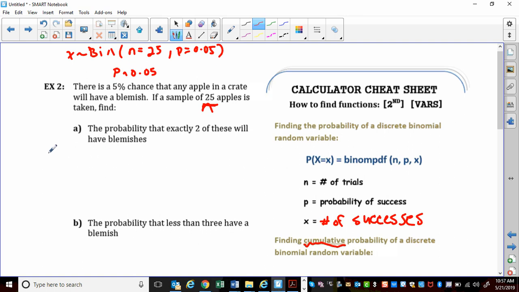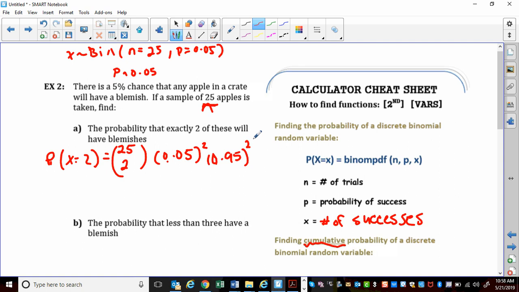And we can use our formula. The probability that x equals 2 is 25 choose 2, times 0.05 to the second power, and then the opposite of this, 1 minus this, would be 0.95, that it won't have a blemish, to the 25 minus 2, which is the 23rd power. Okay, I think this is approximately 0.231.